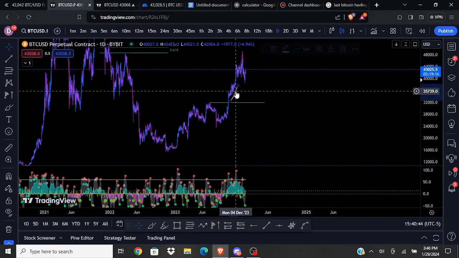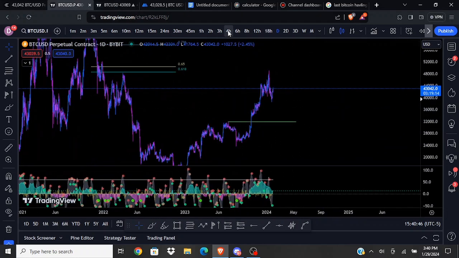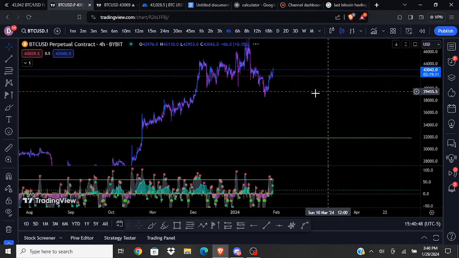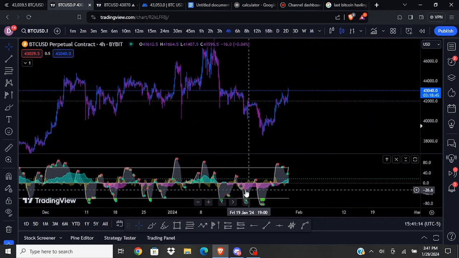So that's my higher time frame view on Bitcoin right now. Now we can go down to some of the midterm time frames. We are seeing money flows start to come back into Bitcoin.